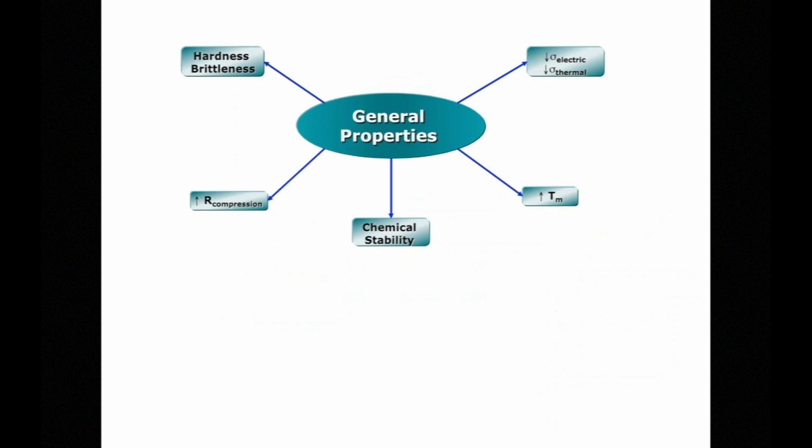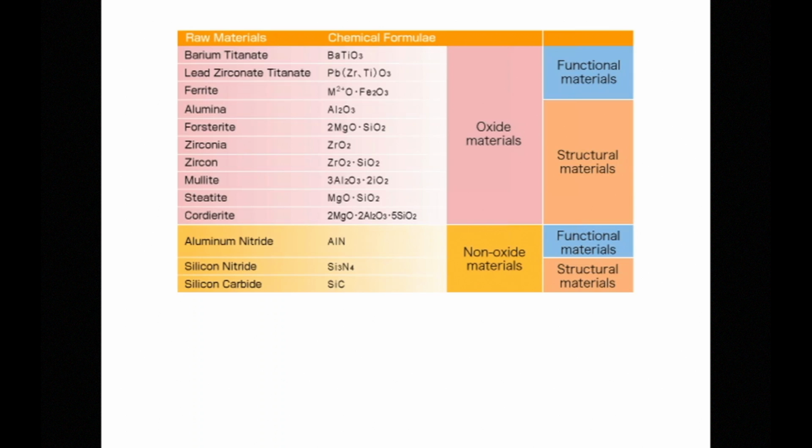So what are the general properties? Again, ceramics have high hardness and therefore can be quite brittle. They can withstand a lot of compression. They're very chemically stable and typically have very high melting temperatures, but some of their properties are poor in terms of electrical and thermal conductivity, although this can be tuned as well.